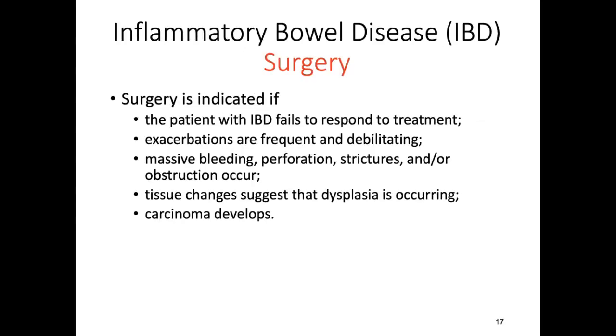So for IBD, surgery is indicated if the patient fails to respond to treatment, has frequent exacerbations which are debilitating, massive bleeding, perforation, strictures, or obstructions, tissue changes suggesting that dysplasia is occurring, so that's a precursor to cancer, and if carcinoma develops, so cancer.